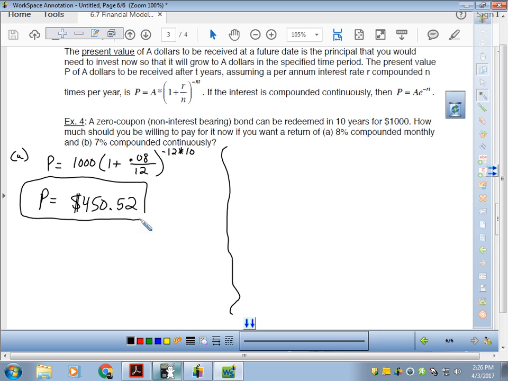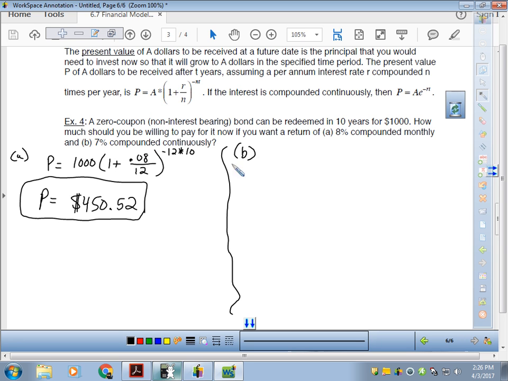Okay. So if we pay $450.52 for this bond right now, then when we get it in 10 years and get that $1,000 out of it, it would be like we had earned 8% compounded monthly interest on it.